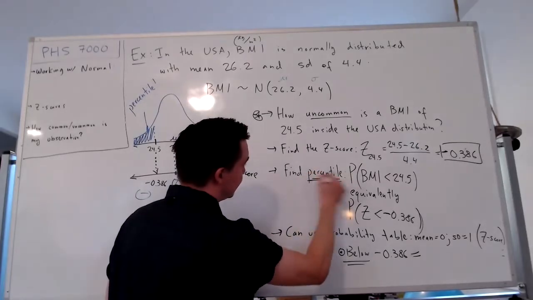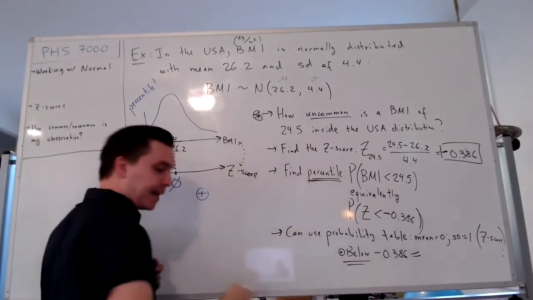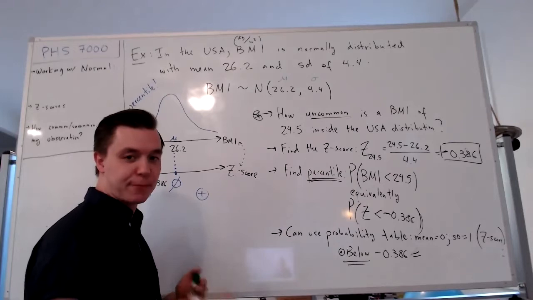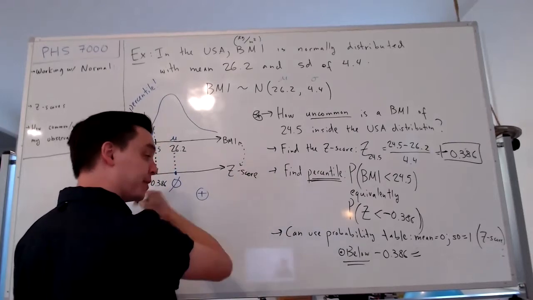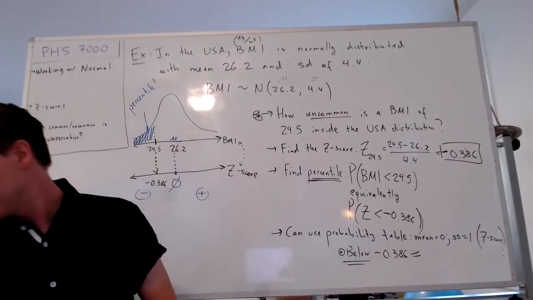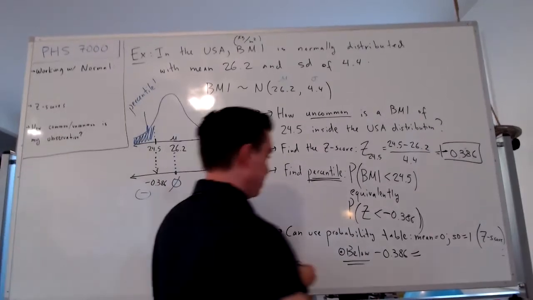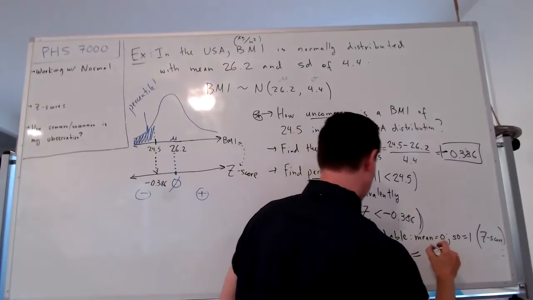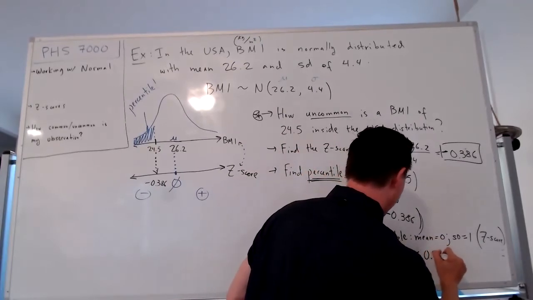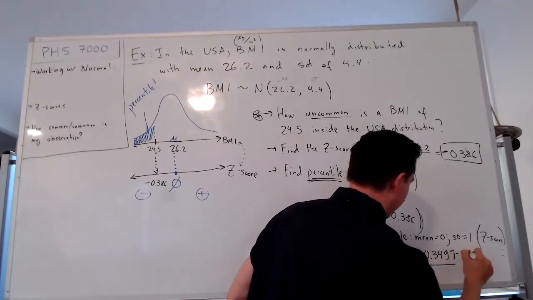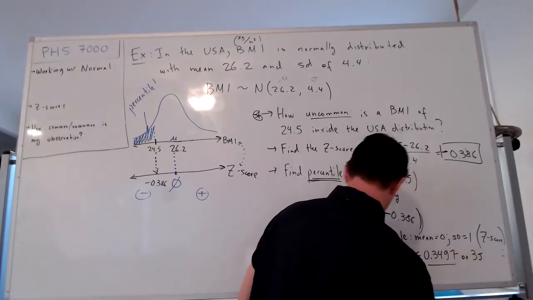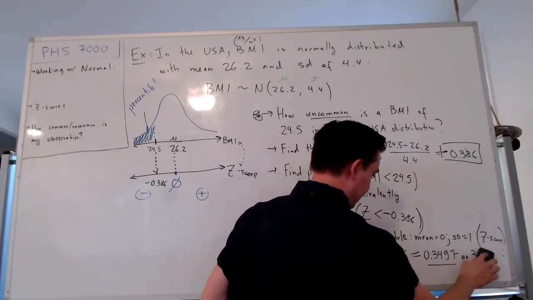What this number will tell us is it will give us a percentile. It will give us a probability of falling below this value. And that probability comes out to 0.3497. 0.3497, or 35th percentile.